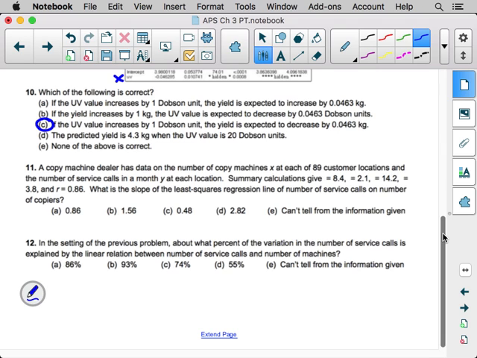A copy machine dealer has data on the number of copy machines X at each of 89 customer locations and the number of service calls in a month Y at each location. Summary calculations give, oh no.